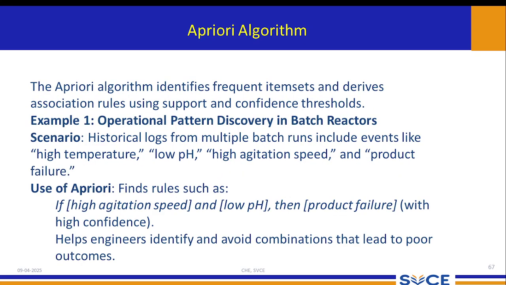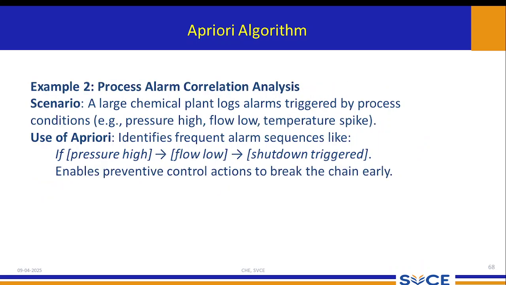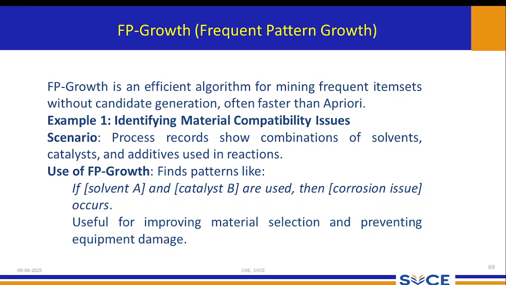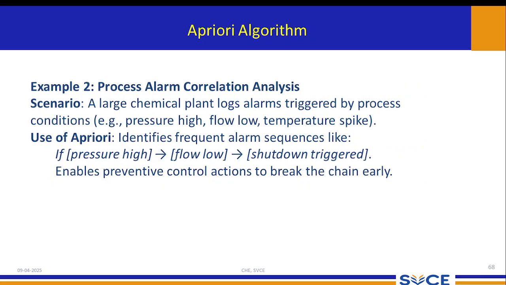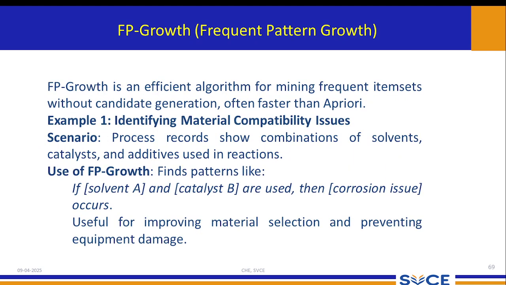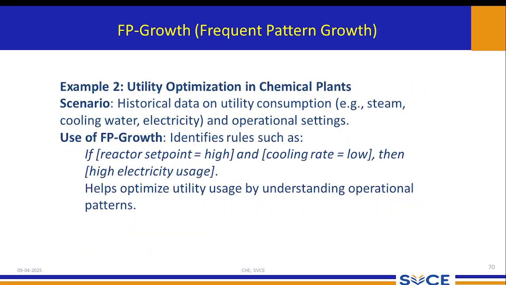Let's say we find rules such as high agitation speed, low pH, then product failure may happen, and with high confidence we can say it may lead to product failure. So in that case, we can go for the Apriori algorithm. And coming to the second case: pressure high, flow low, and shutdown triggered. So there is a chance of shutdown trigger. This enables preventive control action to break the chain. FP-growth is similarly among the techniques. FP-growth is an efficient algorithm for mining frequent item sets without candidate generation.